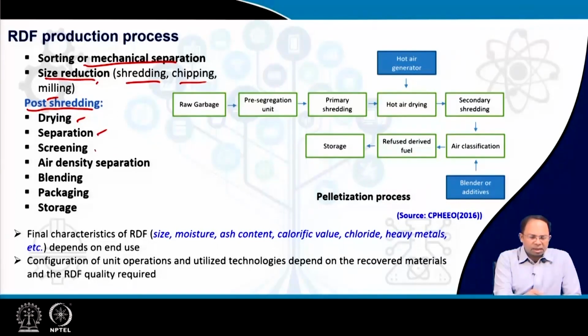Once separation and screening is done, we can even go for air density separation so that we can have wastes of different weights separated, and maybe we will get rid of some of the sand or inert material in this process. Then blending of waste, we mix up the entire waste together, packaging, and finally storage.